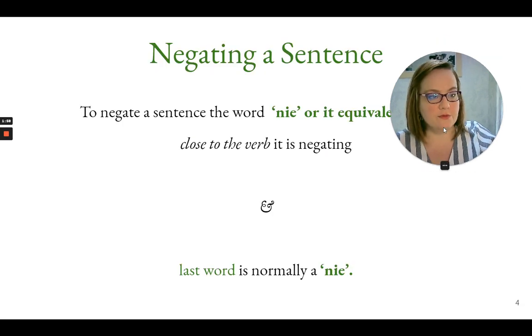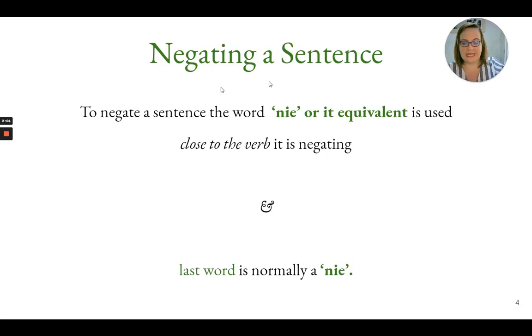Just a bit of a rule. Negating a sentence. To negate a sentence, the word ni or its equivalent is used close to the verb it is negating. And the last word is normally a ni. Very few exceptions, it's not. So you'll find that the ni can move around a little bit, but what I'm teaching you is how it's used 90% of the time. And the other exceptions will come up as you learn.